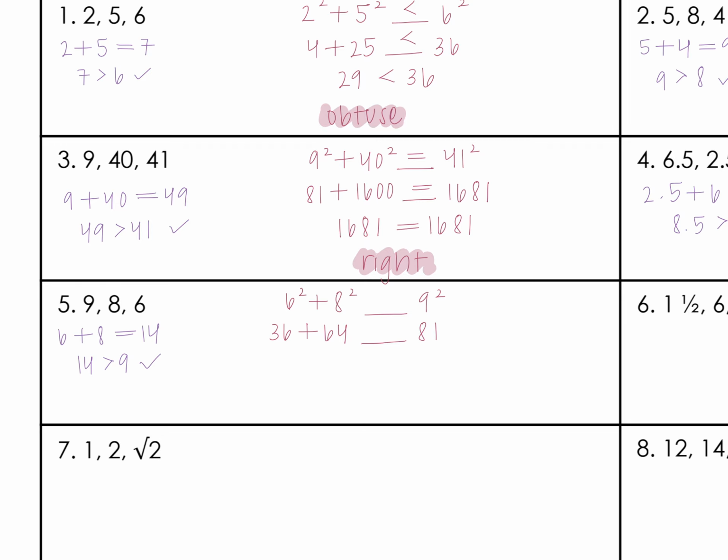Okay, so when I add the 36 and the 64 together, I'm going to get 100. And then since I have that 81 over here, we'll know that this will be greater than my 81. And so that's going to make this an acute triangle.